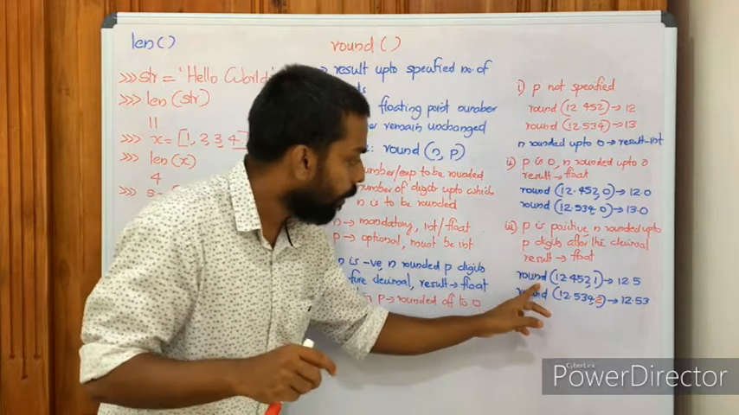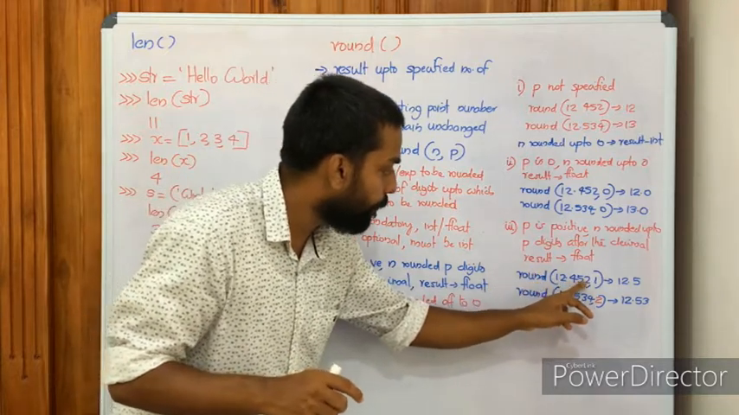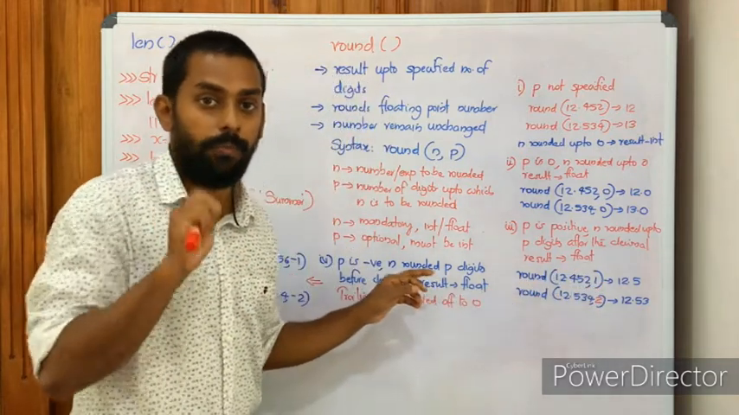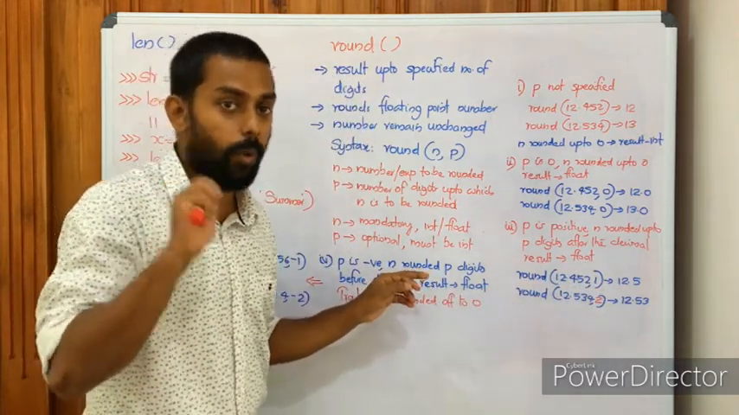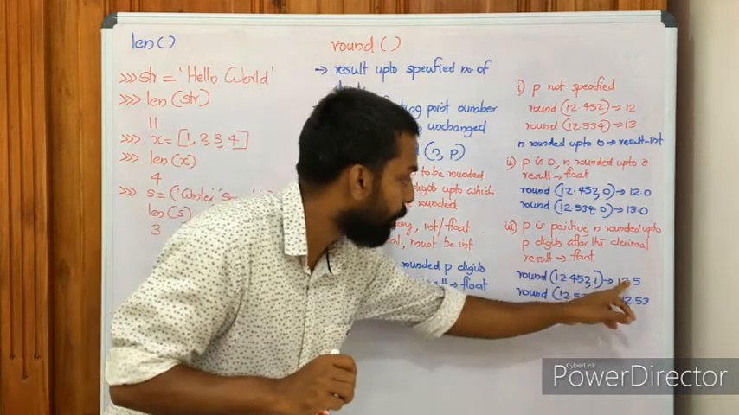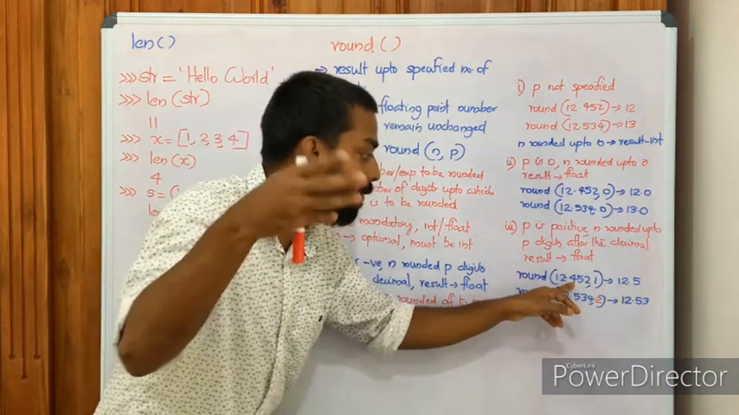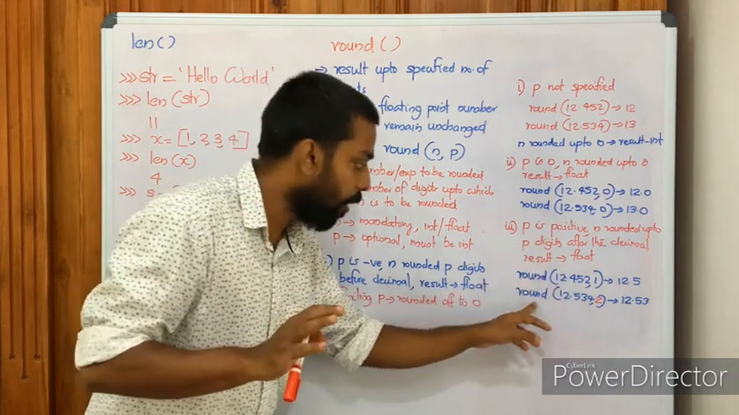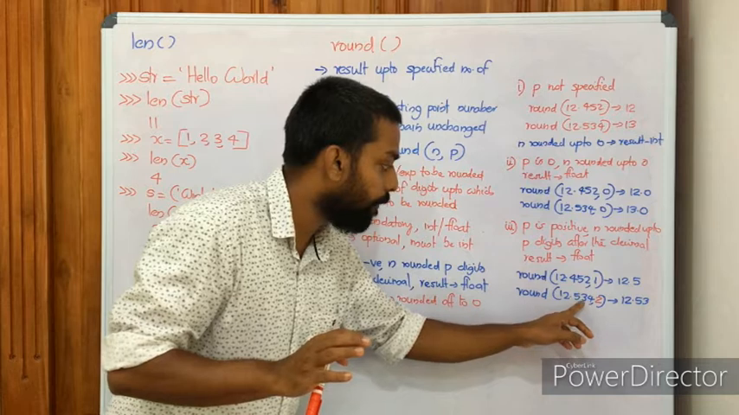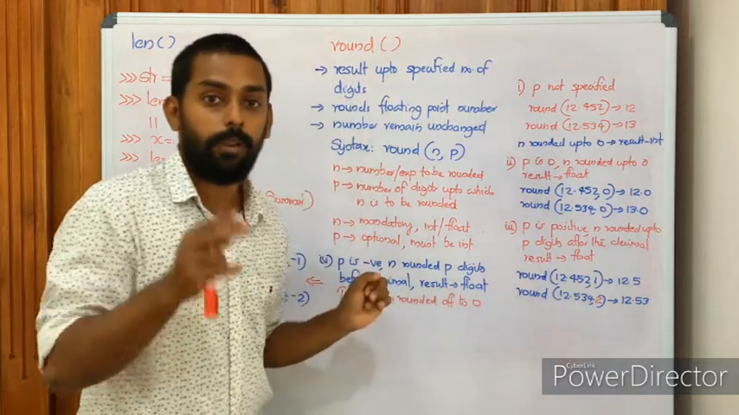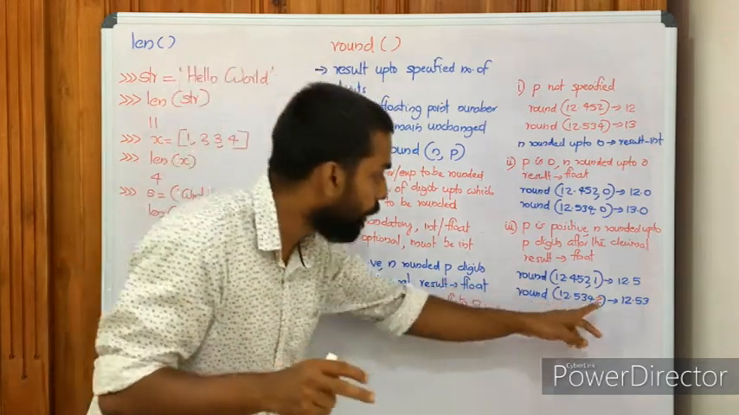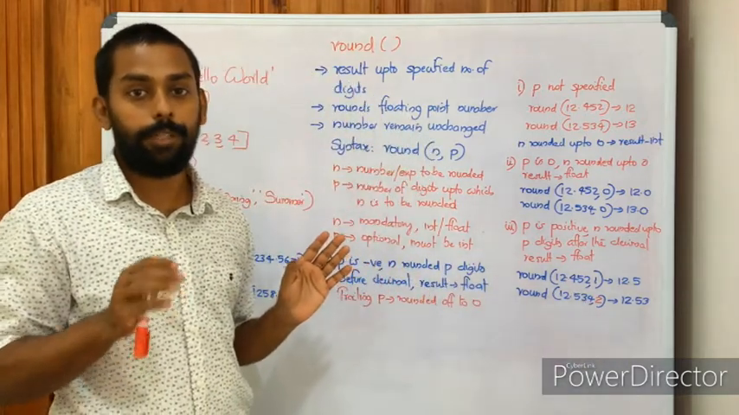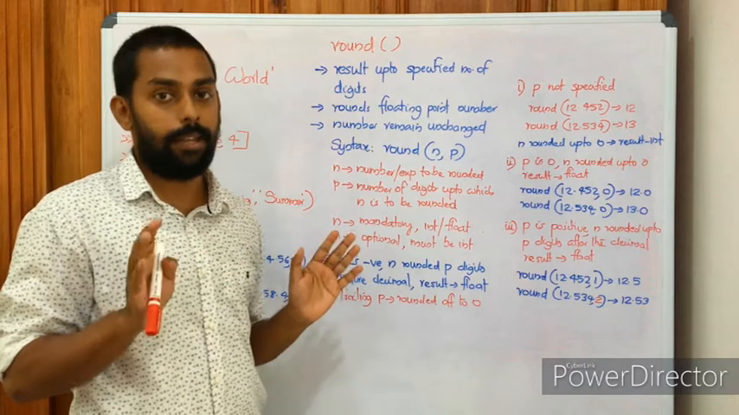Let's take an example, round of 12.54452, 1. We have a value for p. It's not 0, it is 1. Then the result is 12.5, because here the 4 becomes 5. It will be rounded up to 5. Then round of 12.534, 2. Here the value of p is 2. At that time we can see 12.53 will be the result.